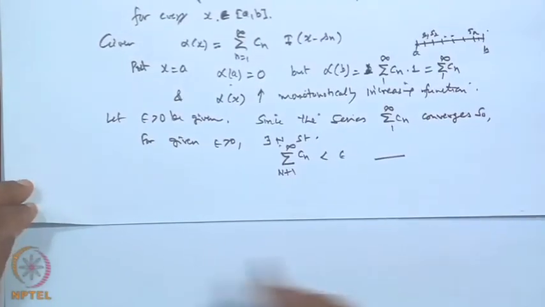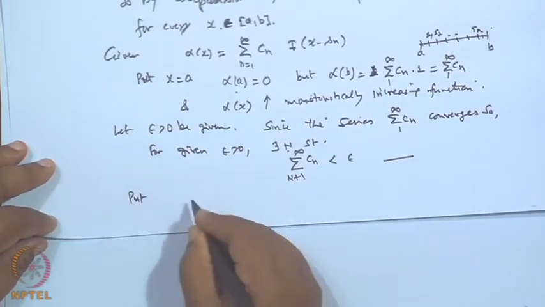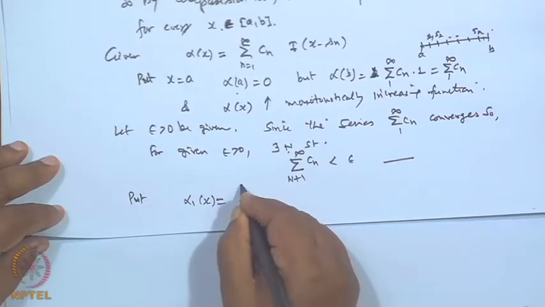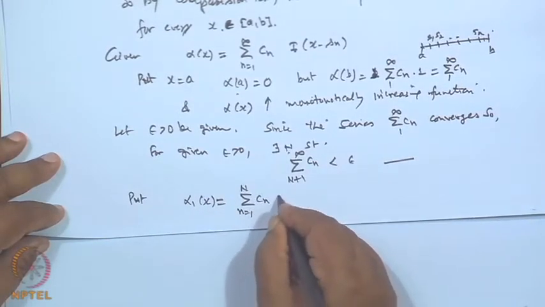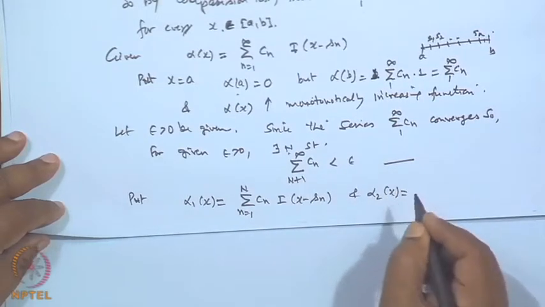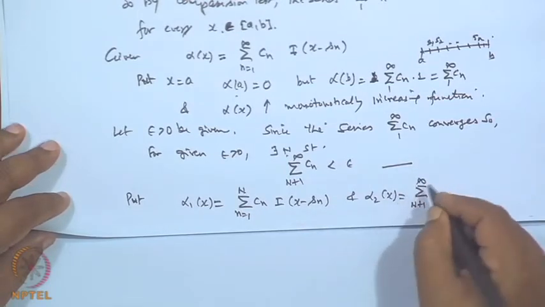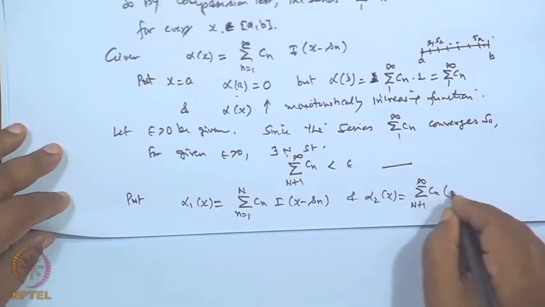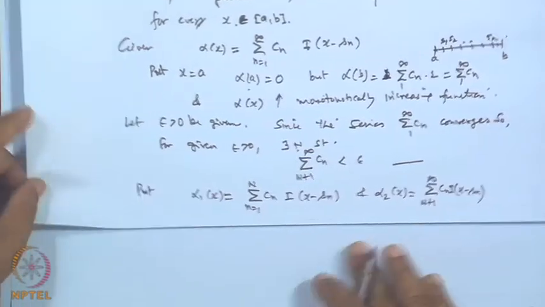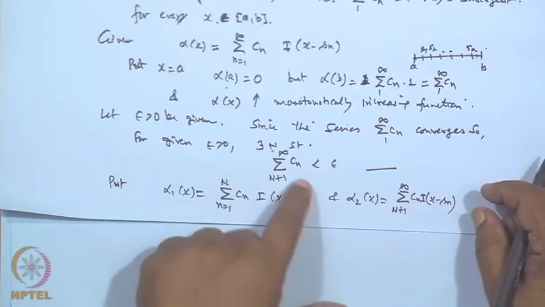Okay. Now, let us put alpha_1(x) to be the sum of the first N terms of the series, C_n I(x minus S_n), and alpha_2(x) I am taking as the sum of the series where the terms are taken from N plus 1 onward, C_n I(x minus S_n). Let it be this. Now, since I(x minus S_n) becomes a step function.